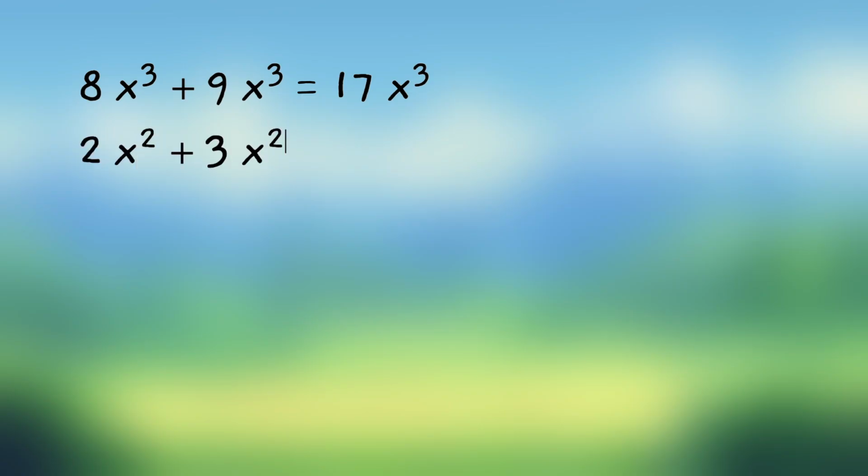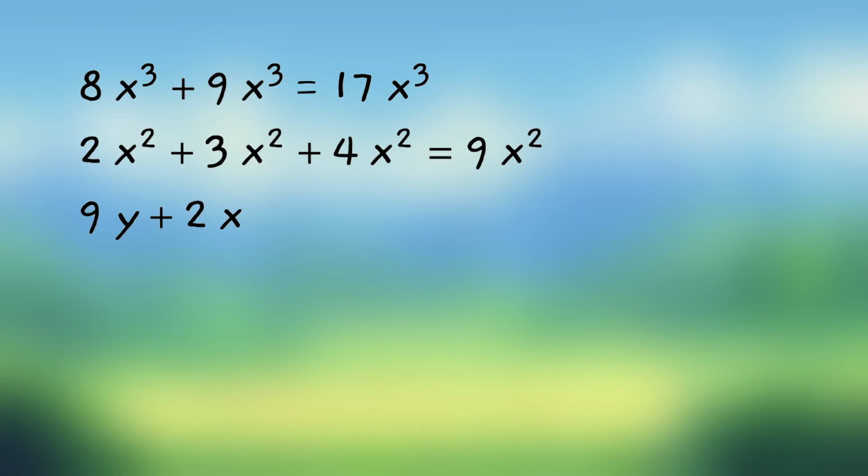2x² plus 3x² plus 4x². All three of these terms are like terms, so if you add them together, you get 9x². 9y plus 2x. This expression cannot be simplified because 9y and 2x are not like terms.